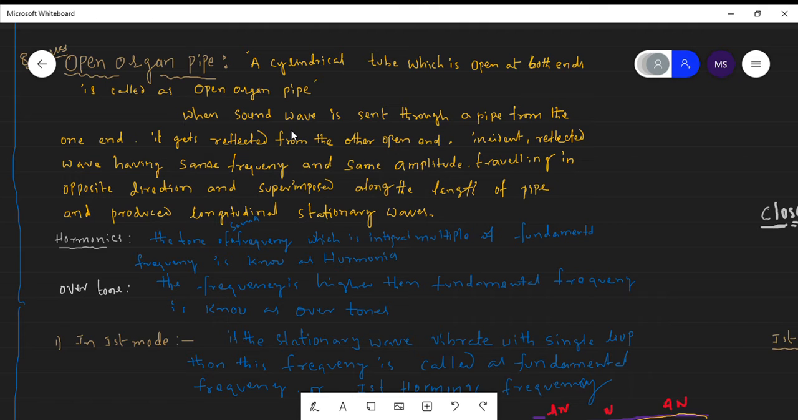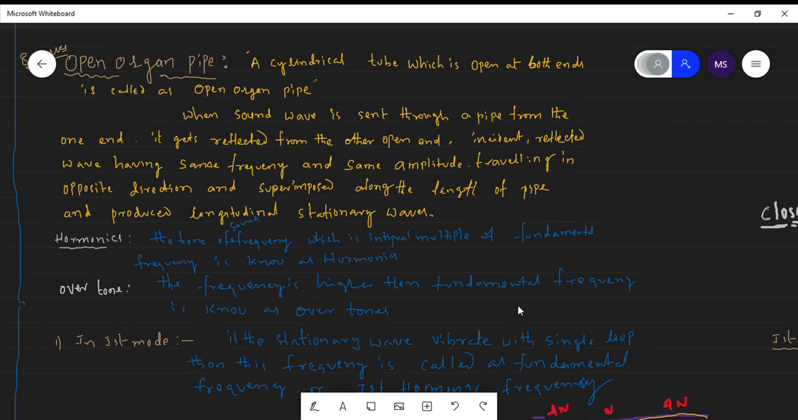Here the harmonics: a tone of some frequency which is an integral multiple of the fundamental frequency is called a harmonic. An overtone frequency is a frequency which is higher than the fundamental frequency.